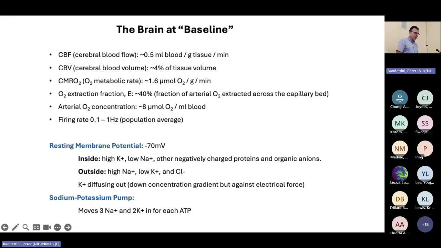Looking at neurons, the resting membrane potential of an individual neuron, as you probably learned in basic neuroscience, is about minus 70 millivolts. There's high potassium on the inside, low sodium on the inside as well, and other negatively charged organic ions. Outside there's high sodium, low potassium, and chloride. So you have the sodium-potassium pump keeping this gradient to some degree.